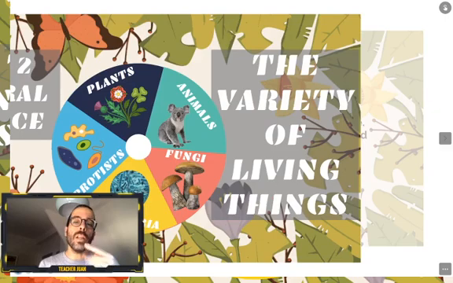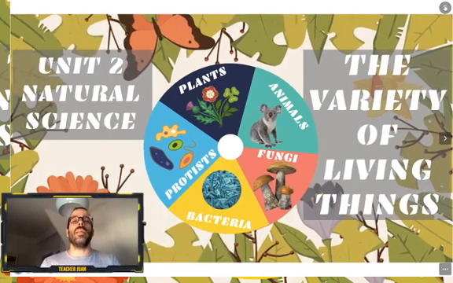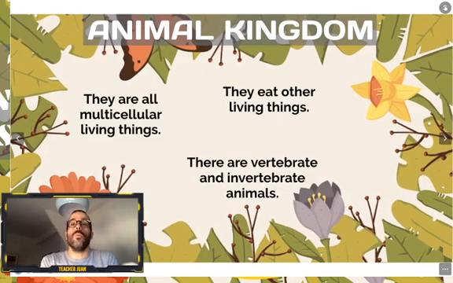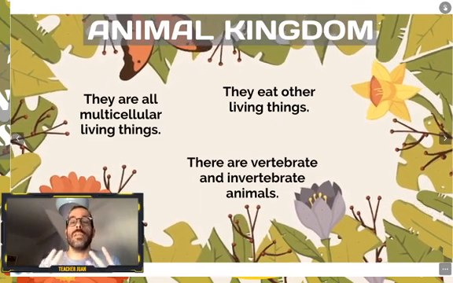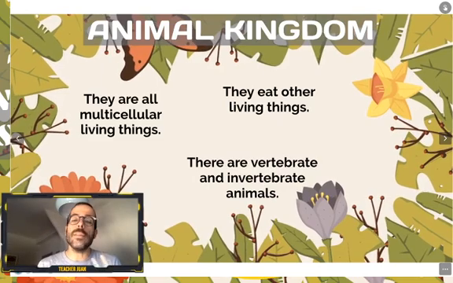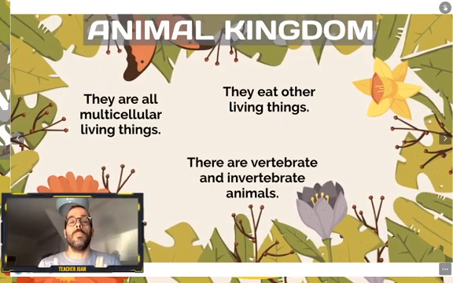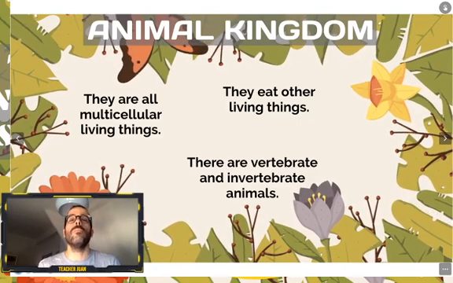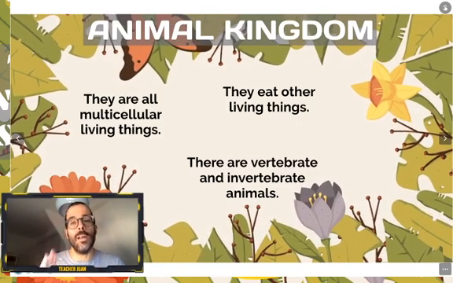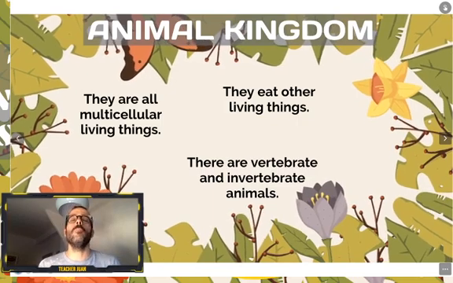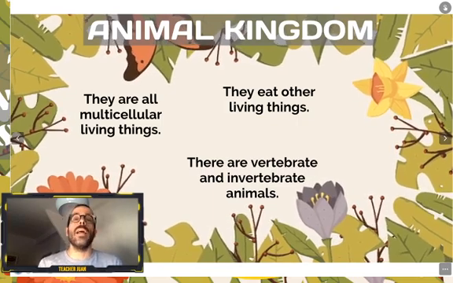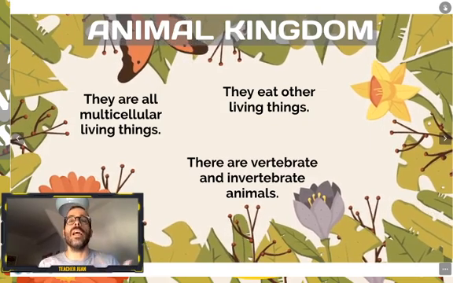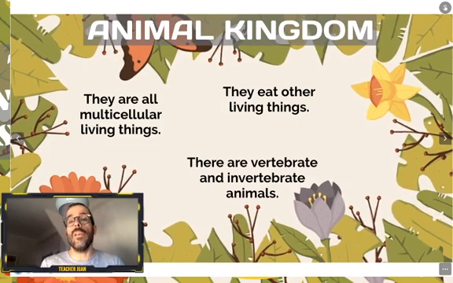Now, we are moving on, and we are going to the animal kingdom, okay? The animal kingdom, very easy because we are animals. We belong to this kingdom. So they are multicellular living things. We are multicellular living things. All the animals have more than one cell. All of us are multicellular, okay? And we or they eat other living things. All of us, all the animals eat other living things.